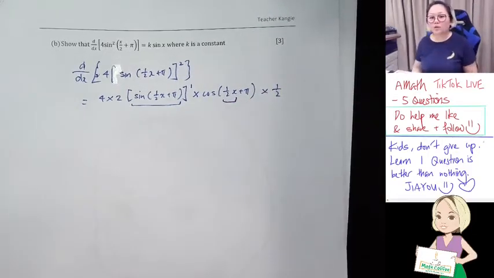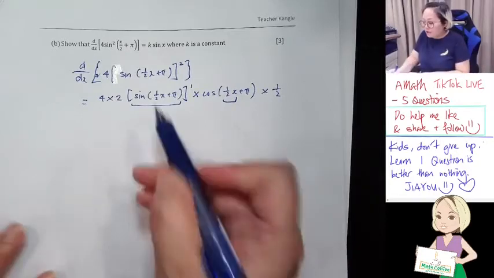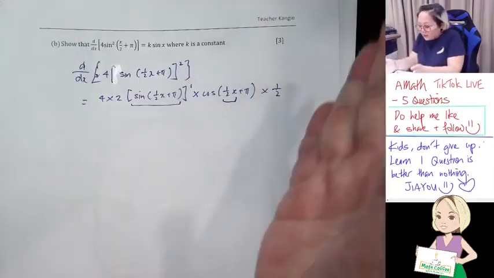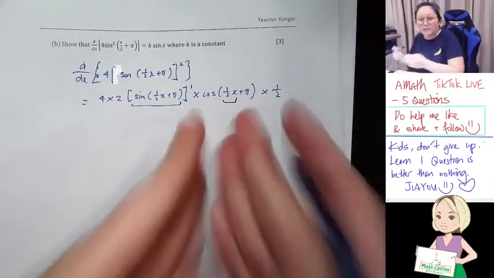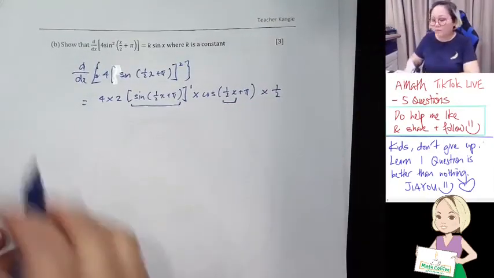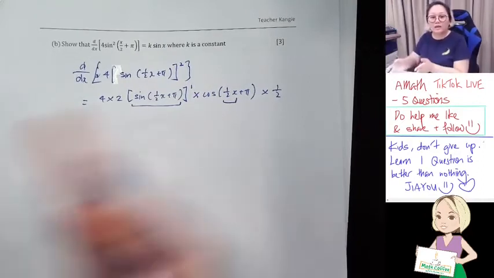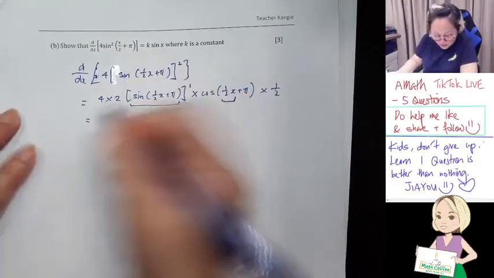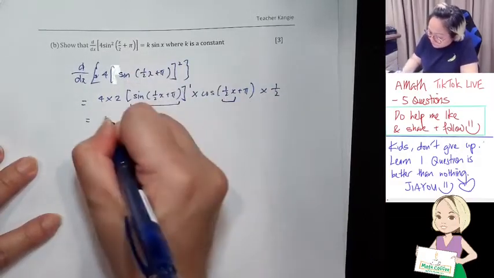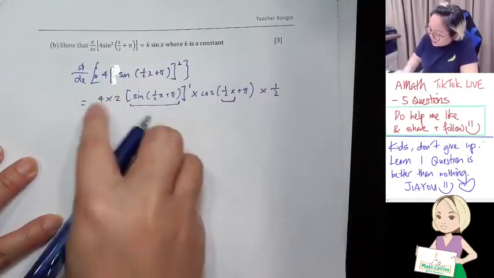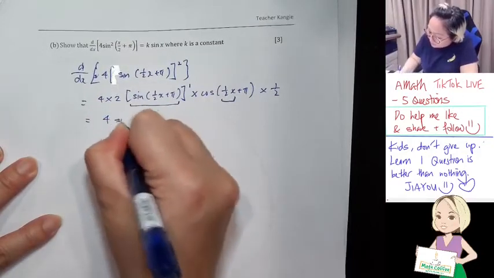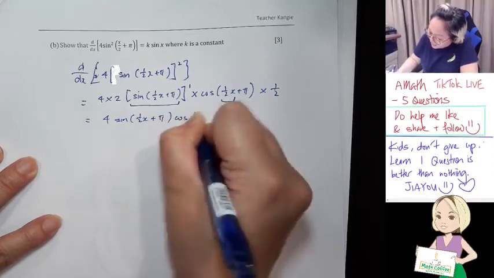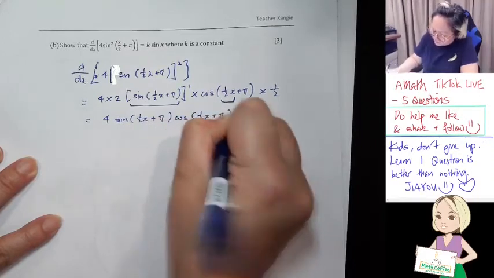So this is what I do. I always write it out. I will differentiate the slightly inside, then the further inside. Write it this way, so you will know that it will be complete. Then simplify it. So in the end, you will get 4, because 2 times half is 1, I am left with a 4. So I am left with 4 sine half x plus pi cosine half x plus pi.